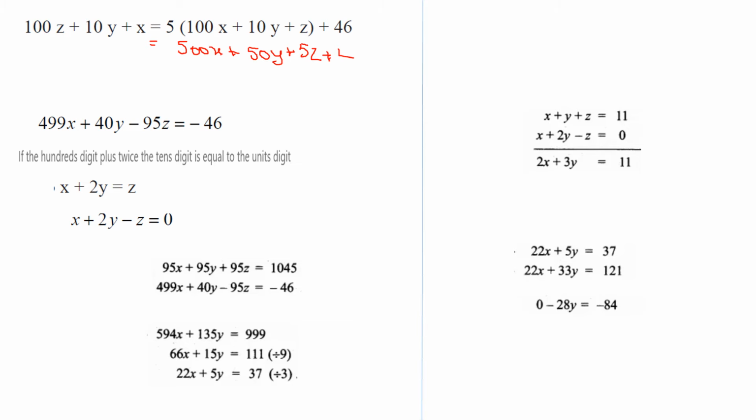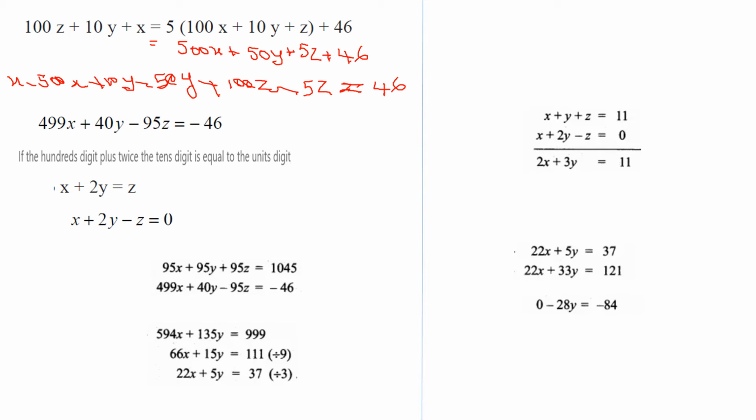We take the variables to the left hand side. First we write x. So plus 500x goes to the left hand side, it is minus 500x, plus 10y minus 50y, plus 100z minus 5z equal to 46.